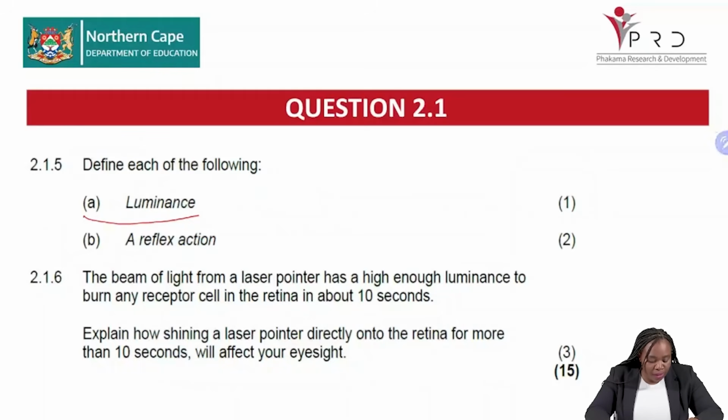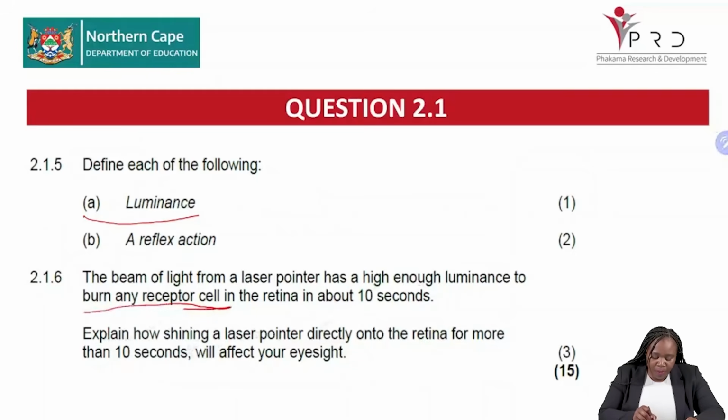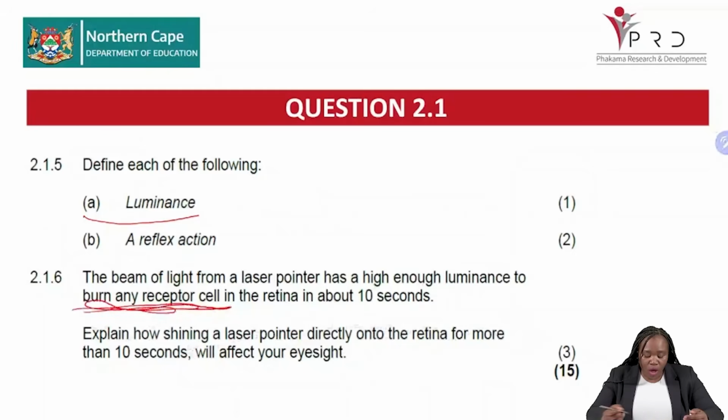Now 2.1.6, it says the beam of light from the laser pointer has a high enough luminescence to burn any receptor cell in the retina in about 10 seconds. Explain how shining the laser pointer directly into the retina for more than 10 seconds will affect your eyesight. Now, if they are saying it can burn any receptor, it means that should this laser be directed to the retina for more than 10 seconds, it would then burn these receptors.